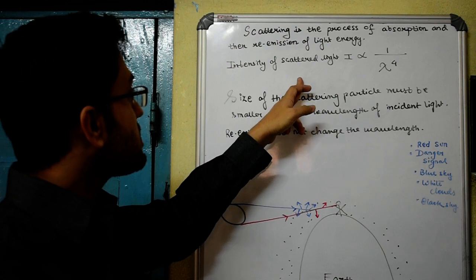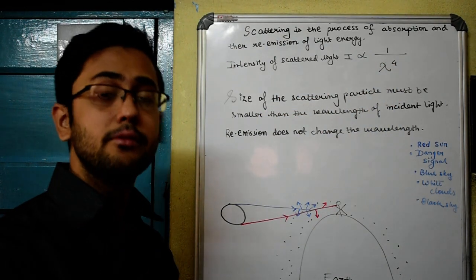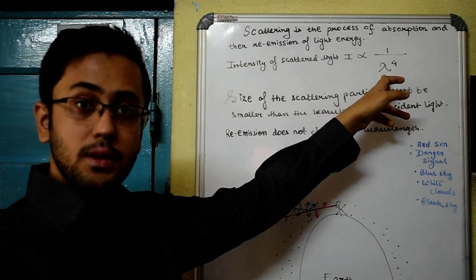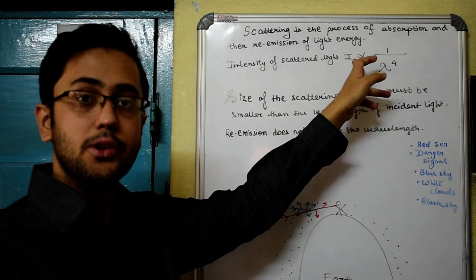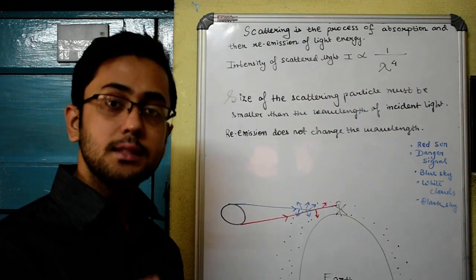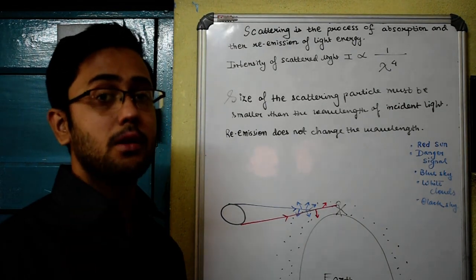The intensity of the scattered light is inversely proportional to the fourth power of the wavelength. That is to say, the greater the wavelength, the smaller the scattering, and the smaller the wavelength, the greater the scattering.